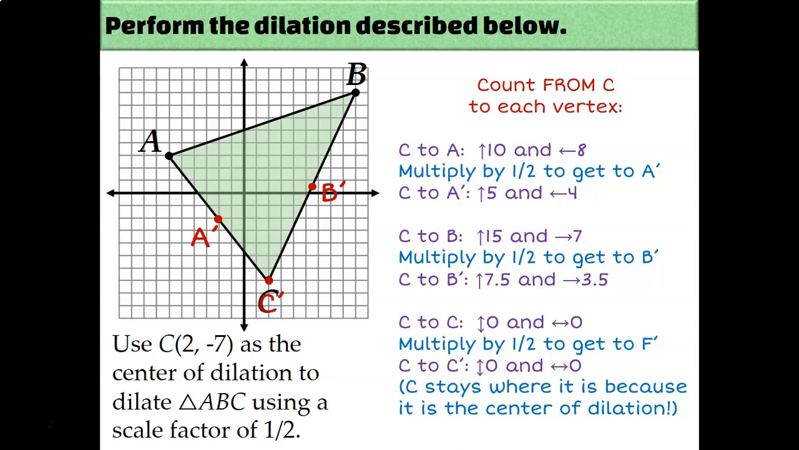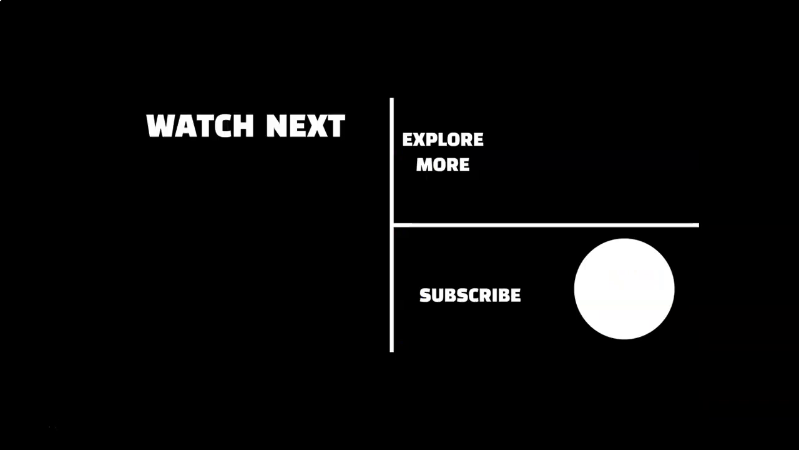Anytime your center of dilation is one of the points on the figure, that point won't move. So this little triangle is the dilation of triangle ABC using a scale factor of 1/2 and a center of dilation of 2, -7. And that's all you need to know about dilations, and that's actually all you need to know about similarity. This lesson wraps up our unit on similarity. Next unit, we're going to be moving on to kind of a special case of similarity, which is called trigonometry.